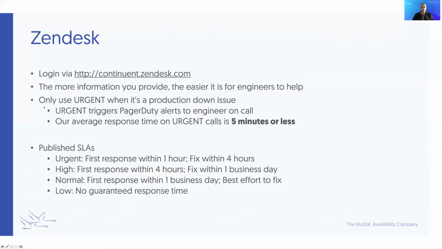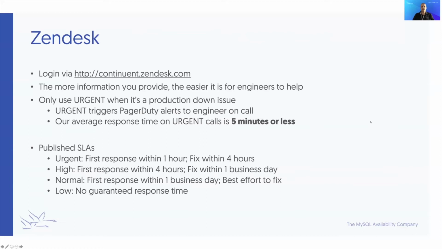We have a number of different levels: urgent, high, normal, and low. We do ask that you only use urgent when it generally is a production outage issue. This means that you'll get the fastest response. PagerDuty alerts go to the engineers on call, and it means that we can maintain our excellent response rates of 5 minutes or less.